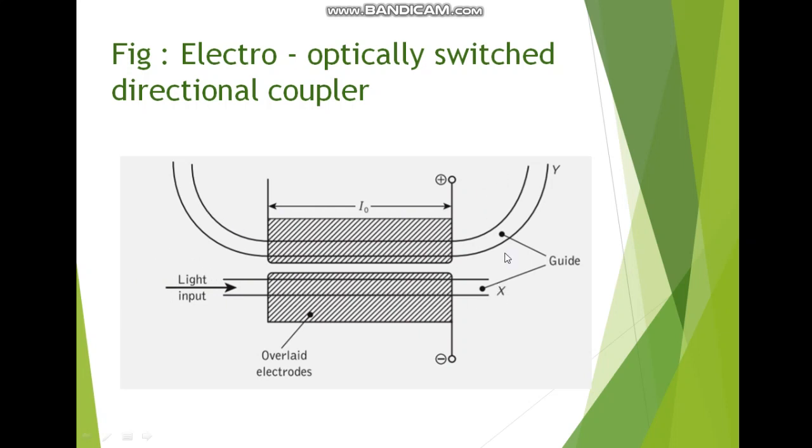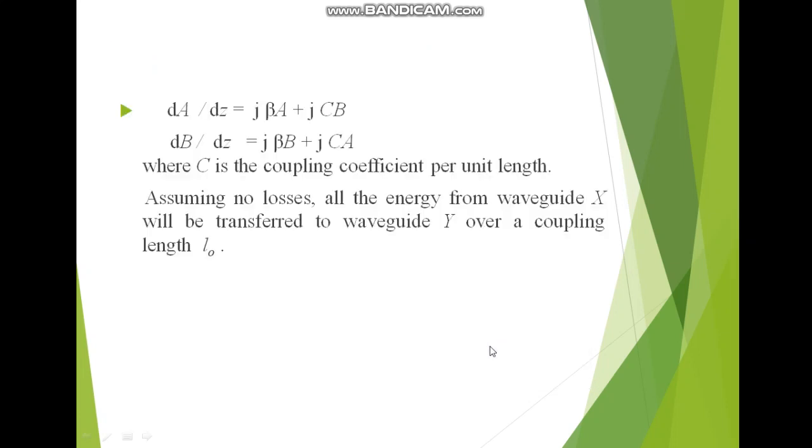Output coming from these are two waveguides X and Y. Electrodes are placed positive and negative. So waveguide will travel along. It will be coupled. You can get output at Y or at X. So electro-optically switched directional coupler.